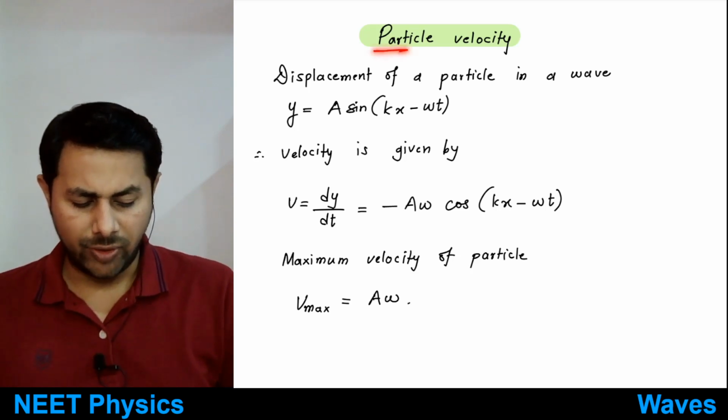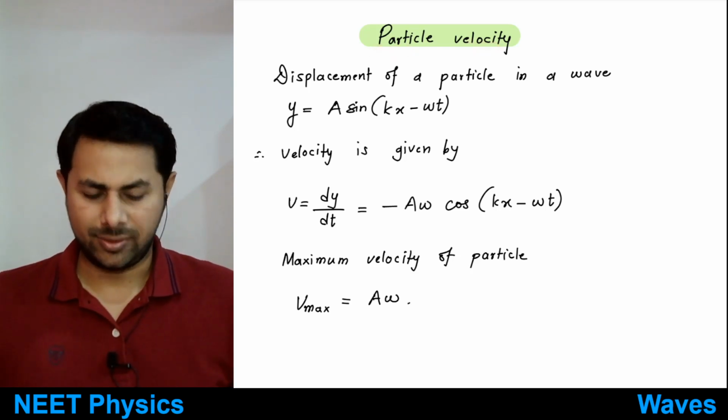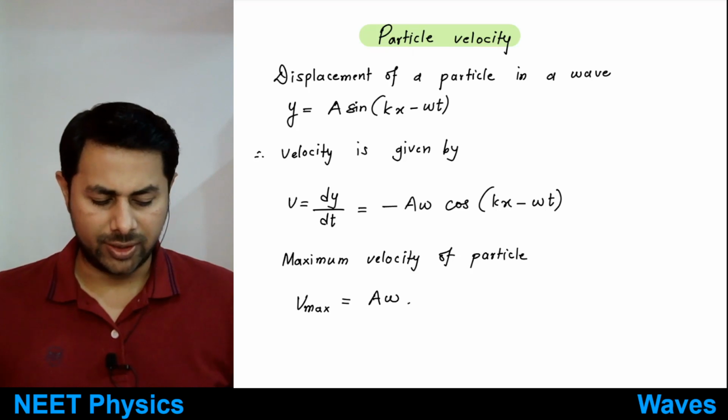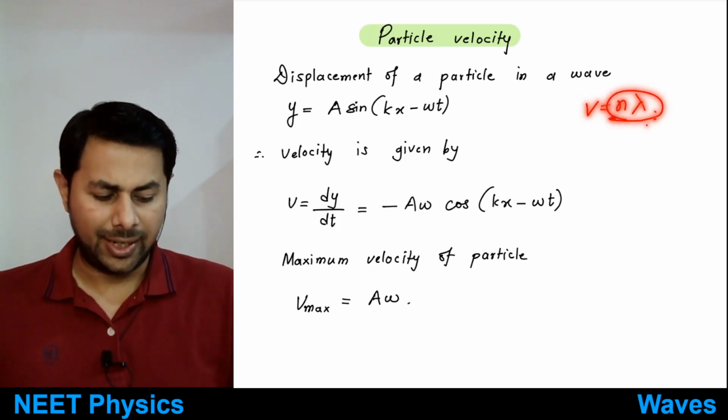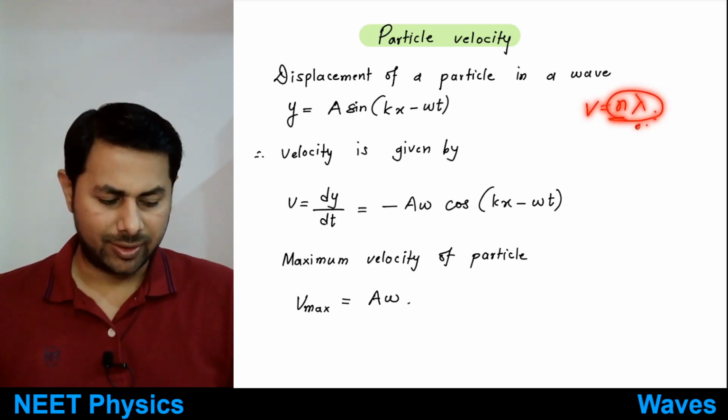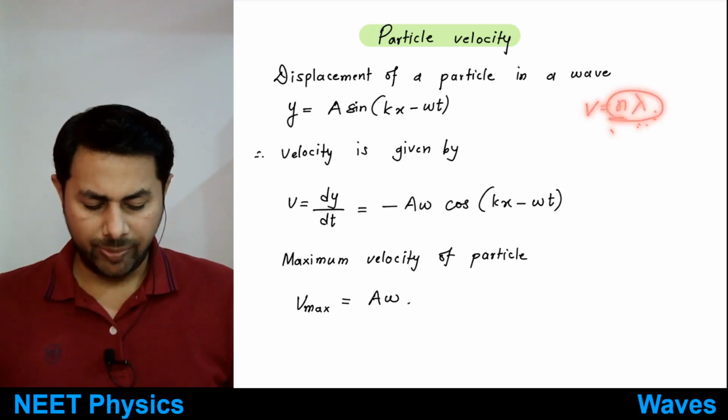Okay. So now what would be the particle velocity? What would be particle velocity? So last time we saw what is wave velocity. V is equal to n times lambda. Okay, n is the frequency, lambda is the wavelength. Now what would be particle velocity?